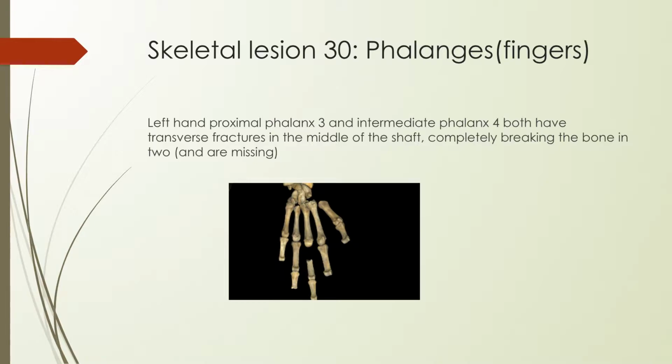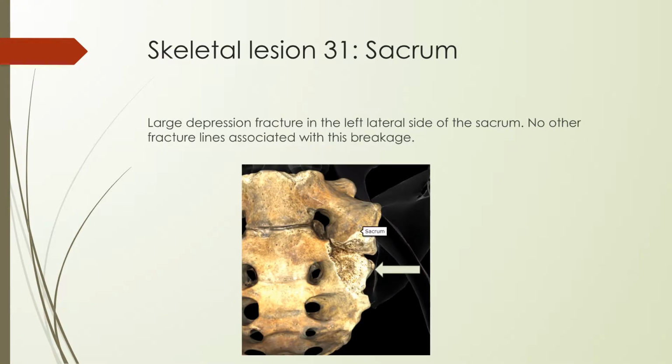In the phalanges, the left hand proximal phalanx 3 and intermediate phalanx 4 both have transverse fractures in the middle of the shaft, which completely break the bone in two, and are missing. Next is the sacrum. There is a large depression fracture on the left lateral side of the sacrum, with no other fracture lines associated with the breakage.